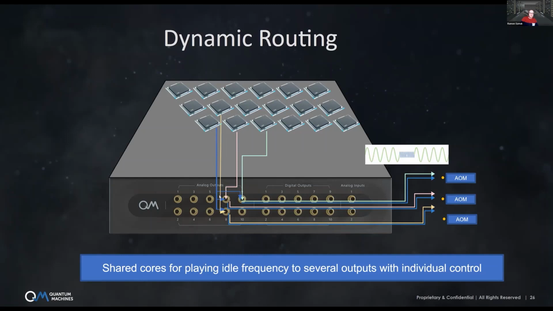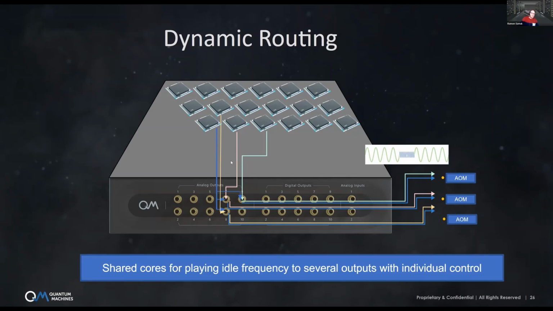A core can switch to output to different output ports in real time. One core can be split into 2 or more, so that the same waveform can go to 3 different or more, or all 8 or all 10 ports. And you can decide on this switching and routing on the fly in real time.